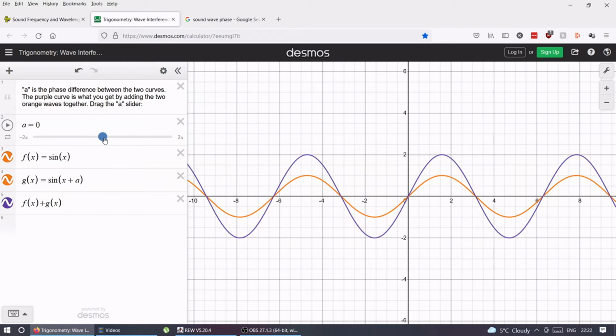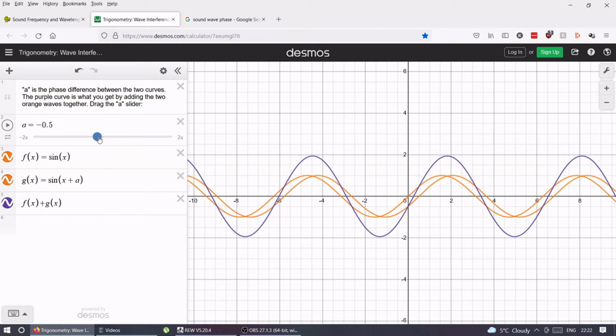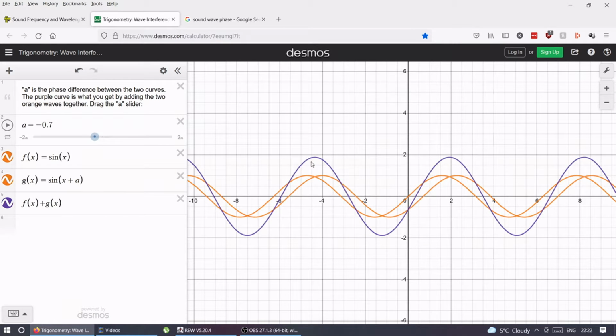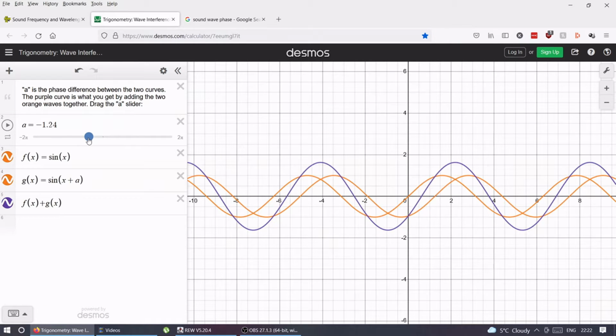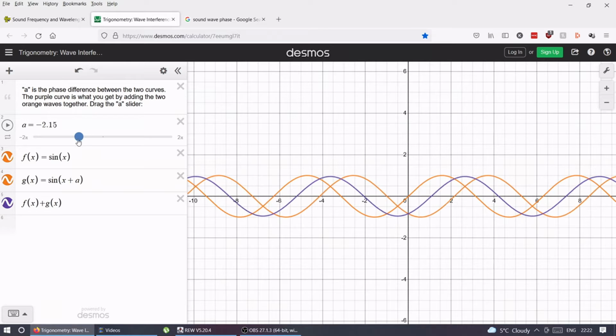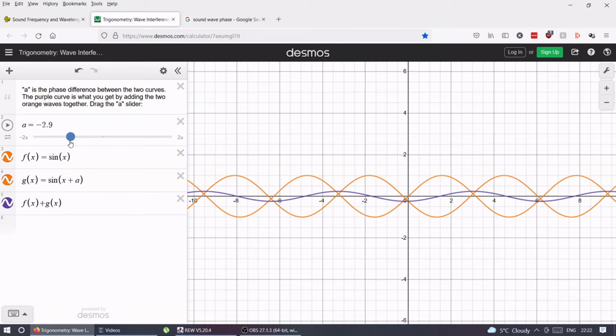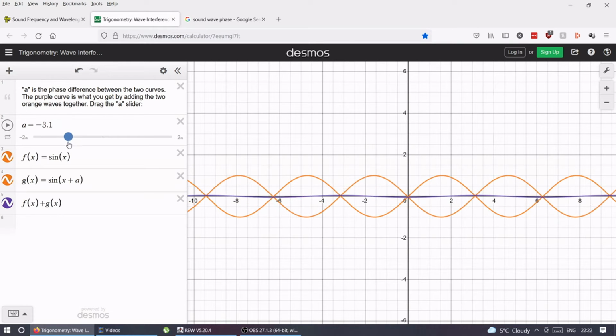If they are out of phase, the sum, the blue line, is getting smaller and smaller until they are totally out of phase, what we call 180 degrees out of phase. That means one is in, one is out, and the sum is flat. So this is a very simple example that you can try yourselves.